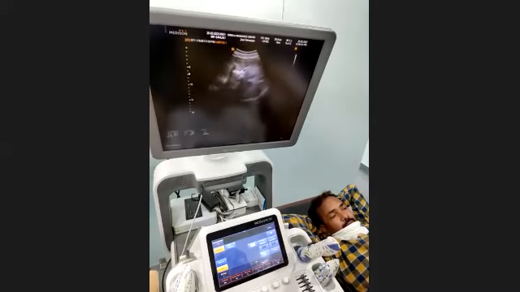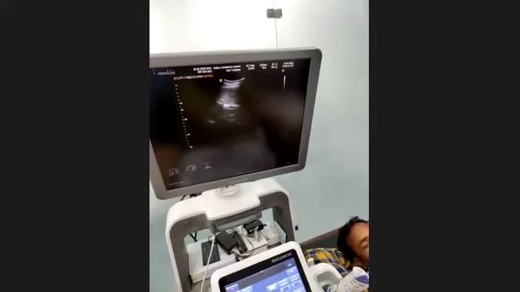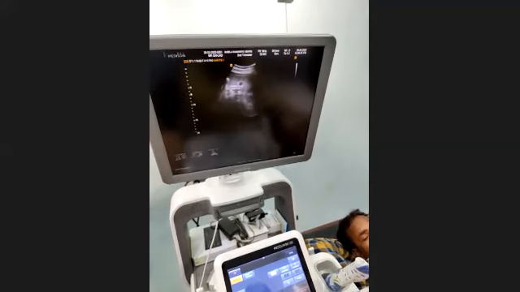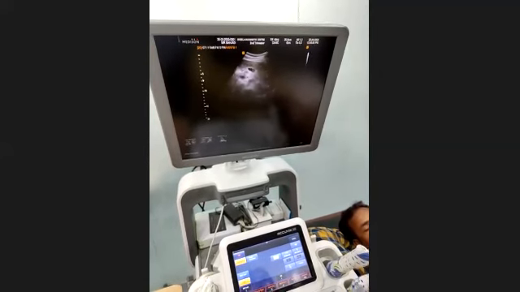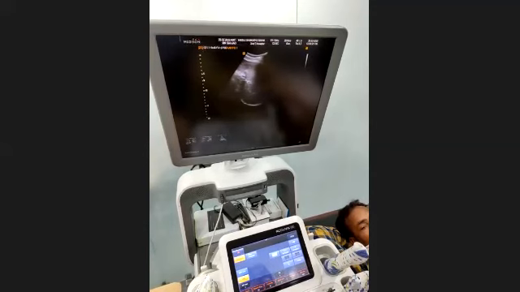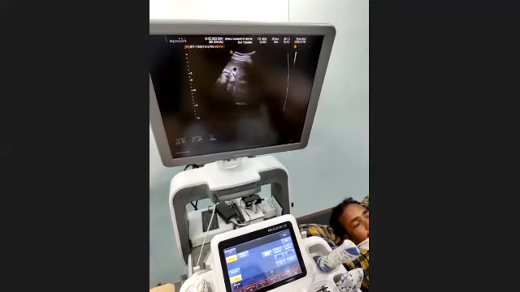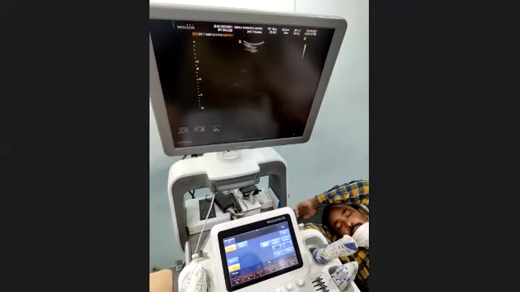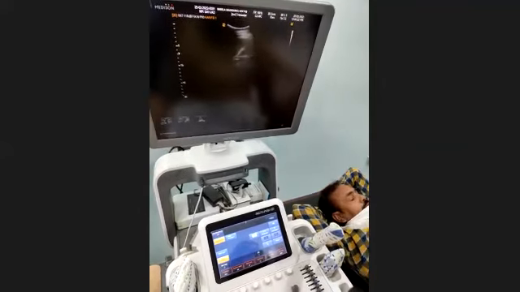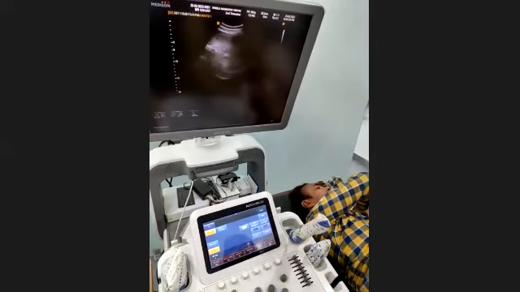Show me where the probe is. Go to the right side. Now scan from here. Try to get the whole of the liver. Try to get the diaphragm in the center. Stay in the transverse section. Try to get rid of this shadow over here. Roll the patient, decubitus. Not this side, the other side. Ask the patient to take a deep breath and hold.